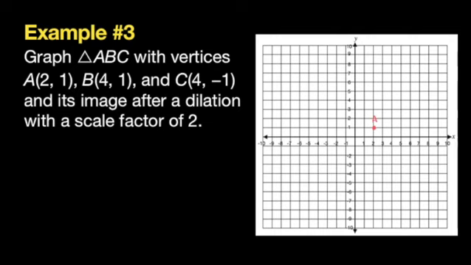The next point is at 4 and 1. So at the origin, 1, 2, 3, 4, and 1. So that's our B. And the last one is at 4 and negative 1. And this is going to be our point C. We are going to connect the points, and that's how we find our triangle.